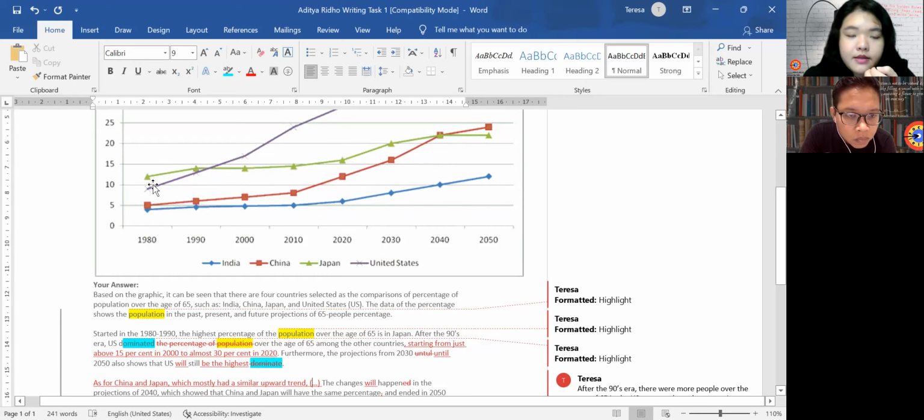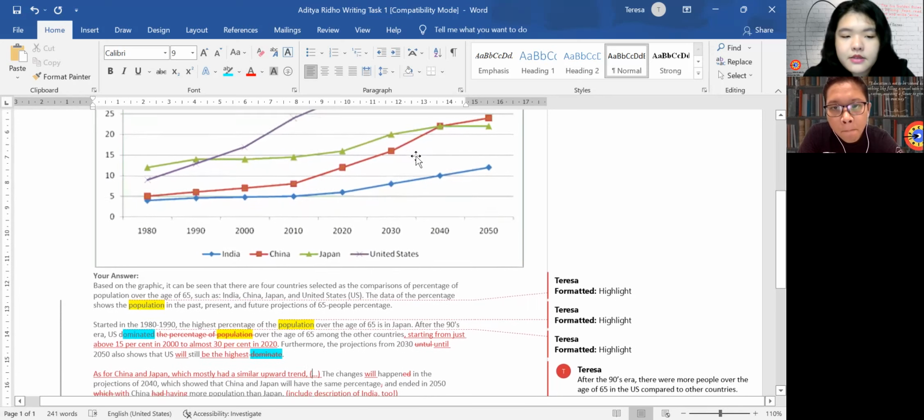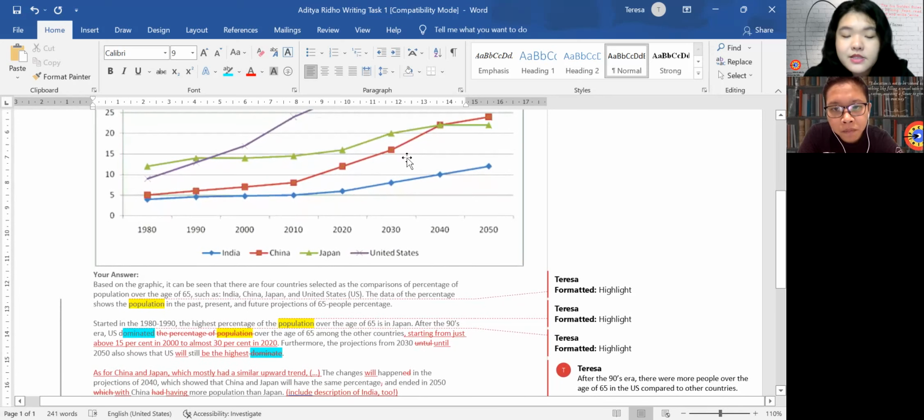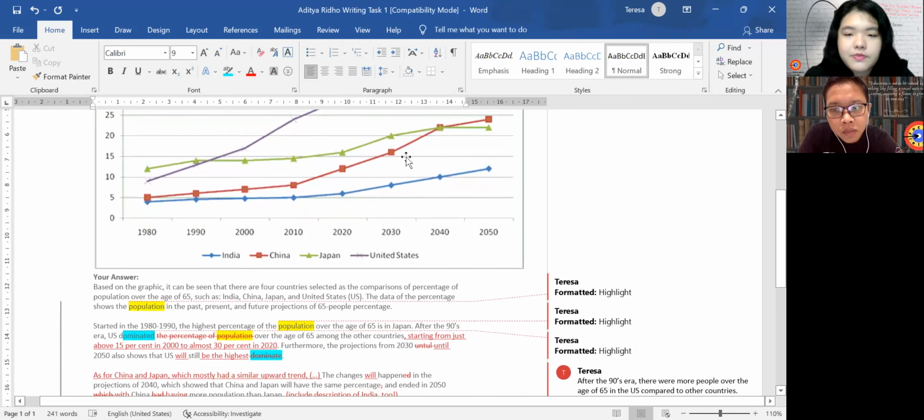If you only want to highlight, this is also okay. For example, at first Japan was much higher than China, right? China was only 5%, Japan was above 10, but then China's number grew significantly and is projected to have the same percentage as Japan and even more by 2050. So you don't have to say the middle part, only the changes like that.